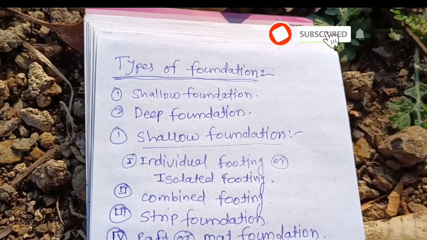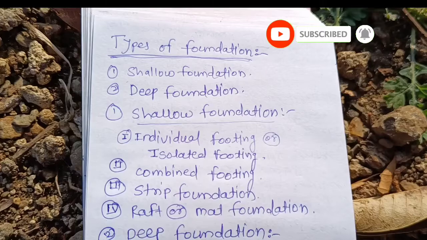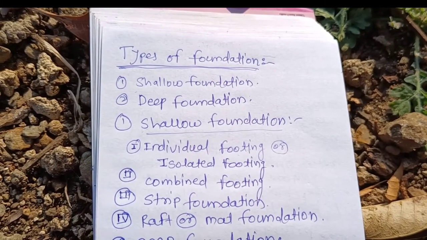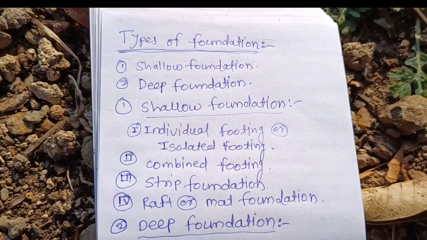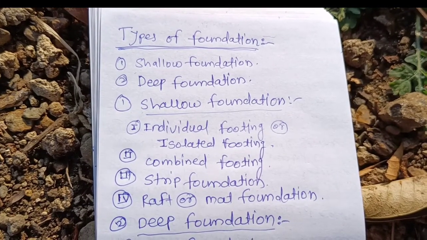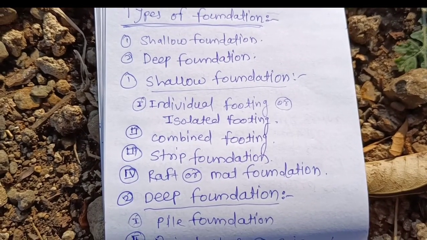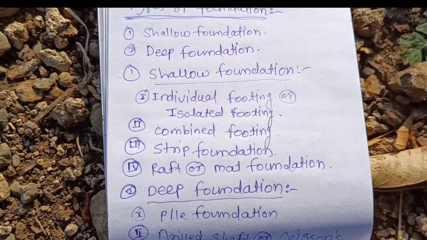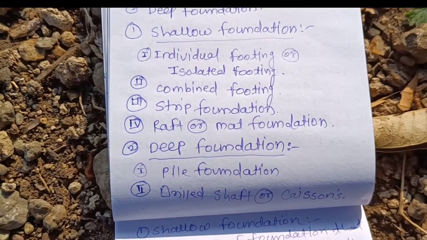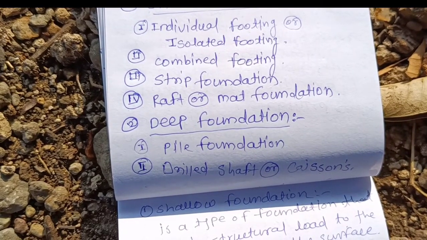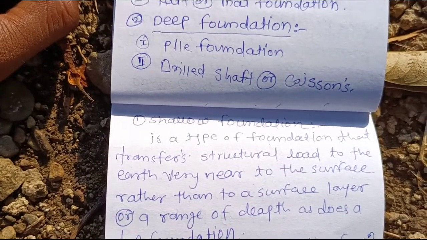Welcome guys. Today we see about types of foundation. They are mainly classified as, first one is shallow foundation and second one is deep foundation. The shallow foundation is also classified as individual footing or isolated footing. Number second, combined footing. Number third, strip foundation. Number four, raft or mat foundation. And deep foundation is classified as pile foundation and drill shaft or caissons.